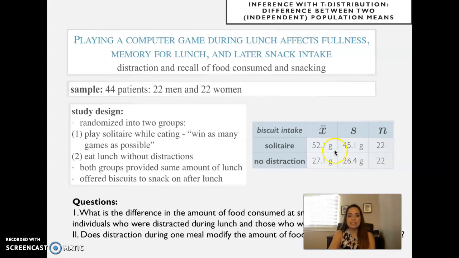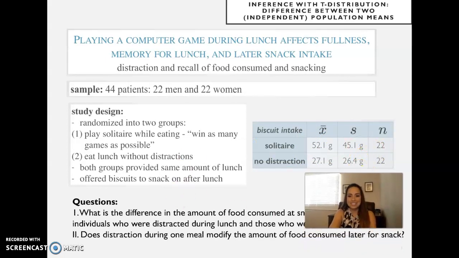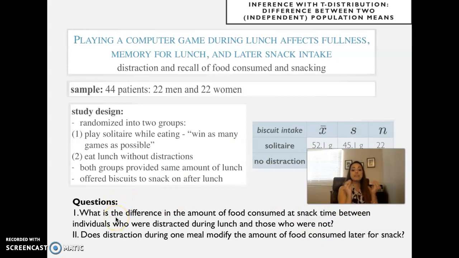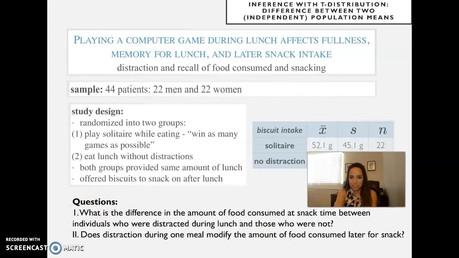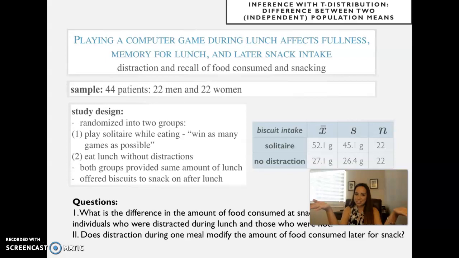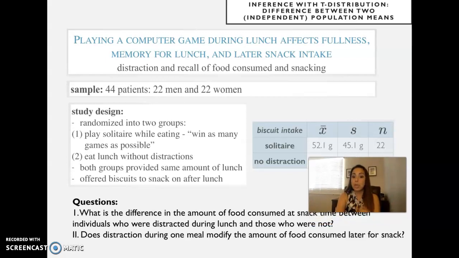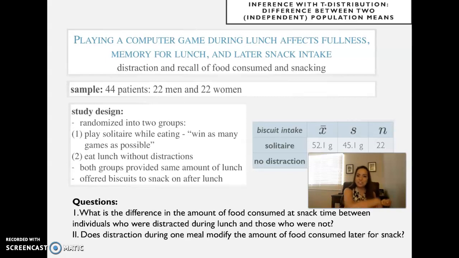With that in mind, let's go back to our questions. We want to know what is the difference in the amount of food consumed at snack time between individuals that were distracted and those that were not. We can compute, of course, the average difference here, but it would be nice to have a confidence interval around it, just the same, so we have more confidence. We're not fishing in murky water with a stick. We're fishing for the true difference with a net instead. So we want a confidence interval around the mean difference.